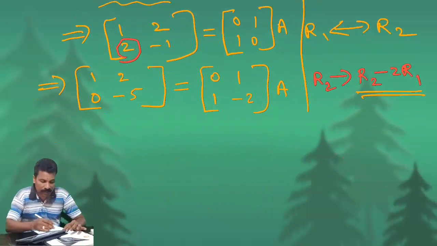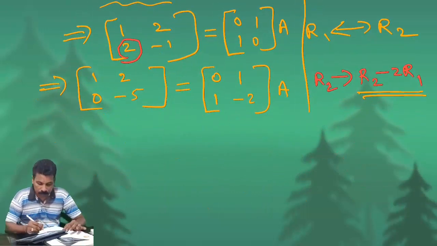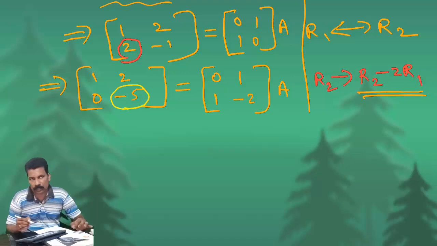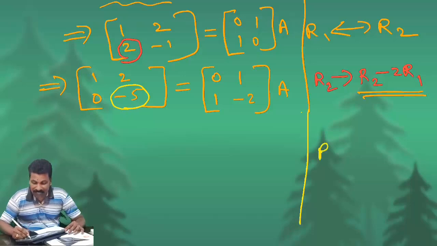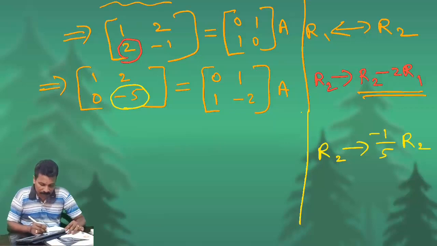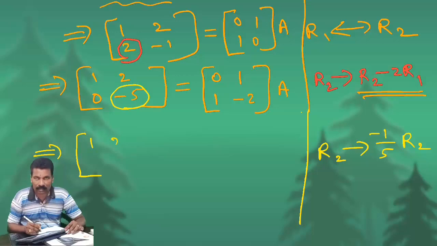Now our next target will be to bring 1 at this place. So what we can do is, we can transform the second row as -1/5 into R2. So what will happen? Let us see. There is no change again in the first row. We can write it.